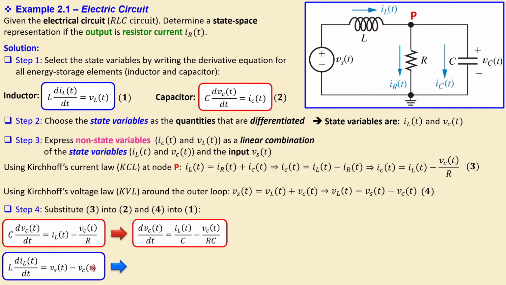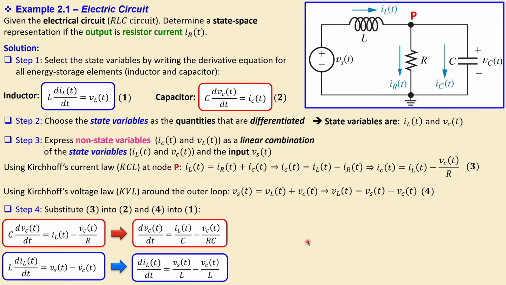Now when we move on, and we again want to have an expression here, just that state variable differentiated, we can divide left and right hand side by L, and we have this expression. So we now actually have a complete expression for our state variables VC and IL.